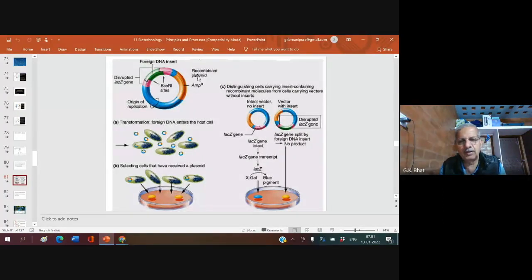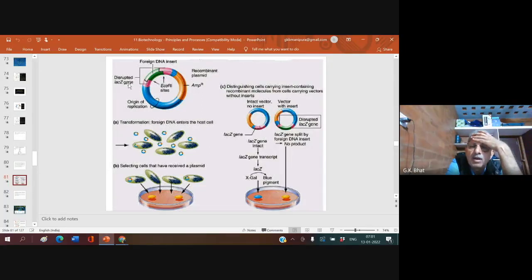We wanted to distinguish a recombinant from a non-recombinant. For that, what is done? We are adding another foreign DNA to the already recombinant plasmid, the plasmid with the recombinant DNA. We are adding one more foreign DNA in a place having the lac Z gene. We are adding this foreign DNA into the lac Z gene. Why lac Z gene?